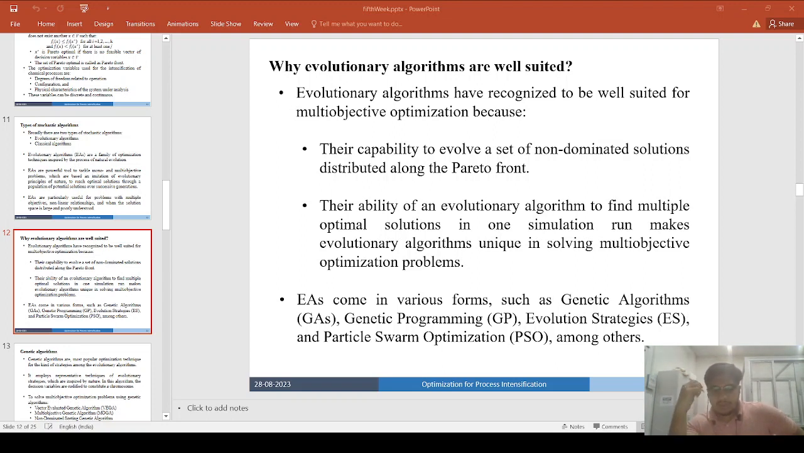Now, evolutionary algorithms come in various forms such as genetic algorithms, genetic programming, evolution strategy, and particle swarm optimization techniques. So let us start with the genetic algorithms.